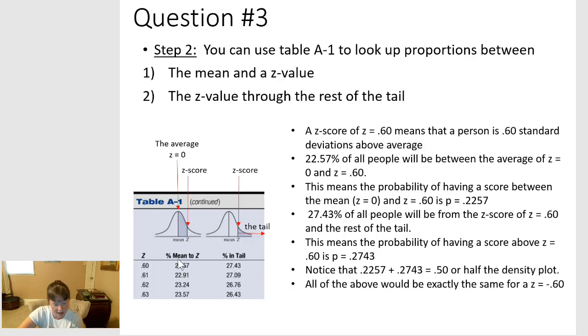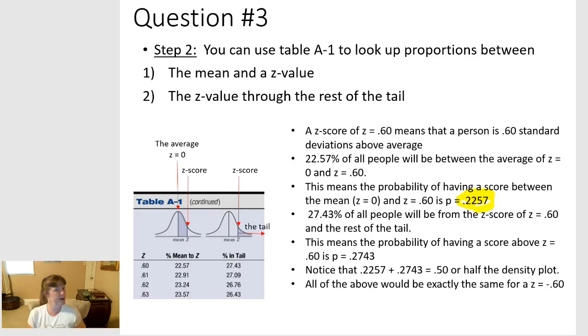So this first column says, from the z-score of 0.6, which would be about here, to the average of 0, 22.57% of the people will be in between. I can turn that into a proportion by moving the decimal place over 2 times: 1, 2. So between the average of 0 and a z-score of 0.6, the proportion of people will be 0.2257. 22.57% of the people will be right in there.